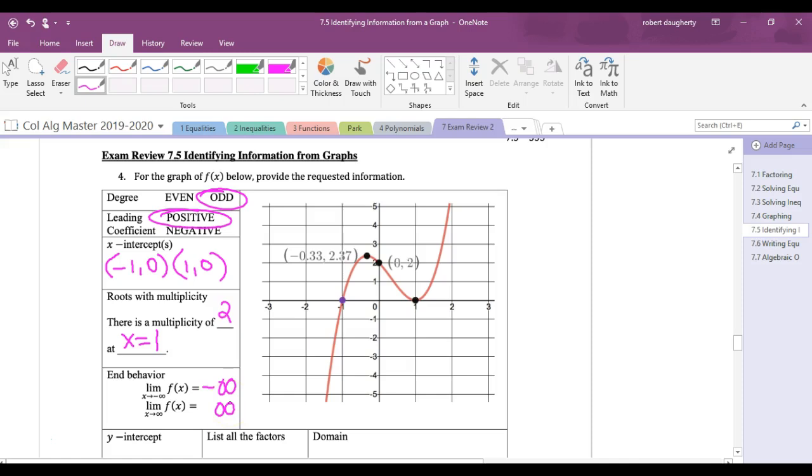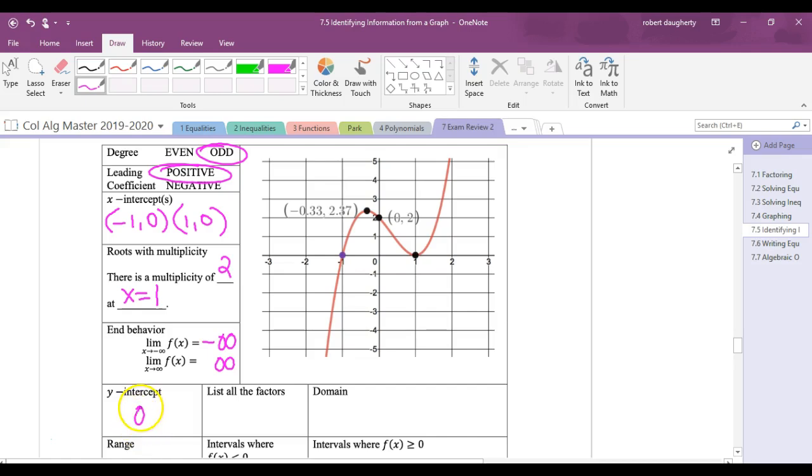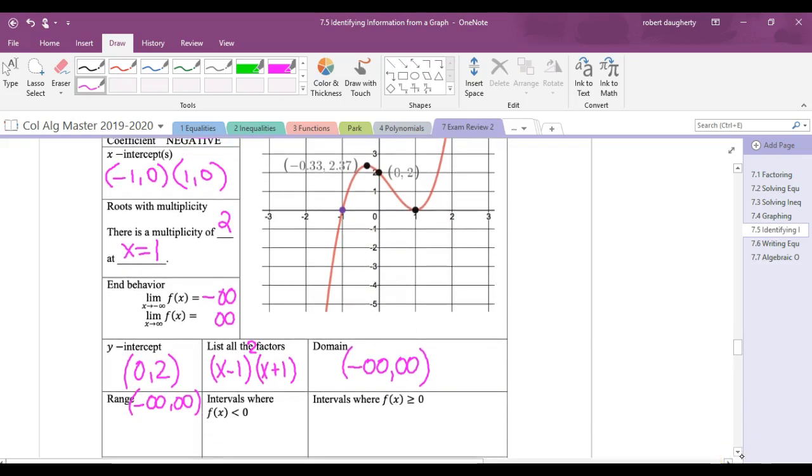What is the y-intercept? The y-intercept, they tell me here, is 0, 2. What are the factors? The factors are going to be x minus 1, x plus 1, and I know there's a multiplicity of 2 at this particular one, at x equals 1. So those are my factors. This domain is negative infinity to infinity. This range, same thing, negative infinity to infinity. Where is this function less than 0? That's negative infinity to negative 1.